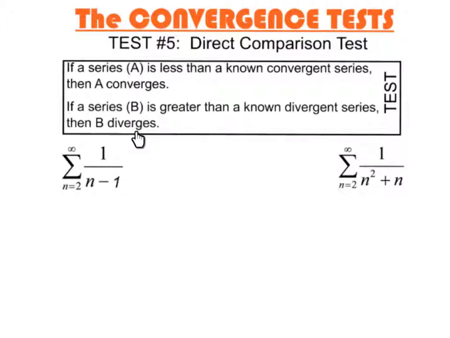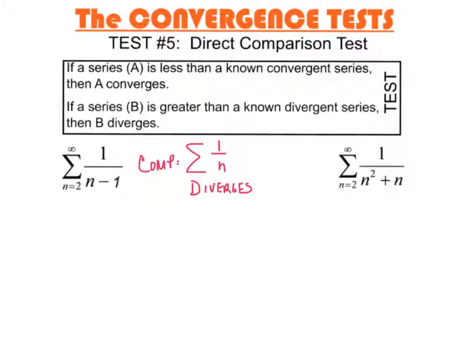So you kind of use the ones you know and the ones that are easy to use. For example, this first one you've got 1 over n minus 1. An easy comparison, I'm just going to write a comparison, would be 1 over n, which we know diverges. Let me explain what I mean by that.